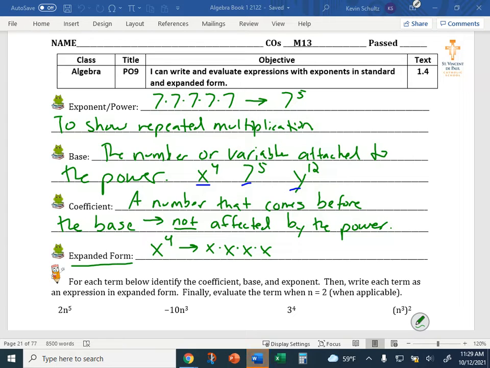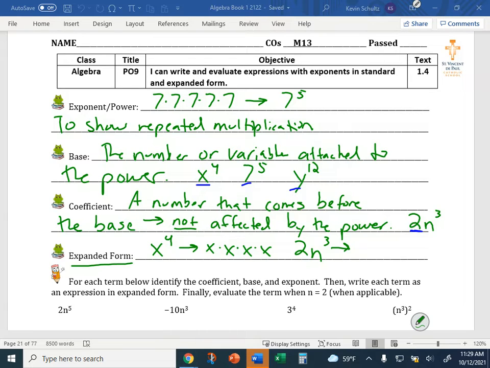Okay. If we throw in a coefficient, I guess we didn't put an example in the last one here, but if we had something like 2n cubed, okay, the coefficient in this case would be 2. If we were to write that in expanded form, 2n cubed, what would that look like? So writing it not with a power, but as repeated multiplication. Yeah. 2 times n times n times n.